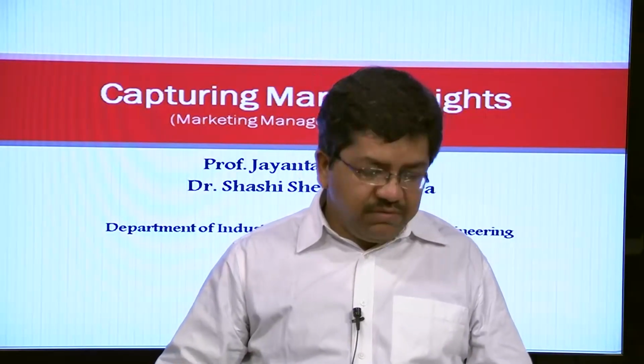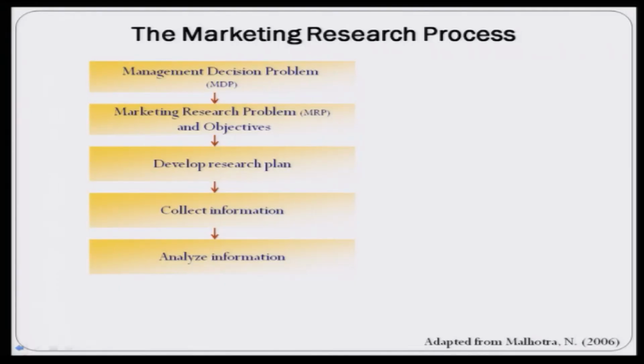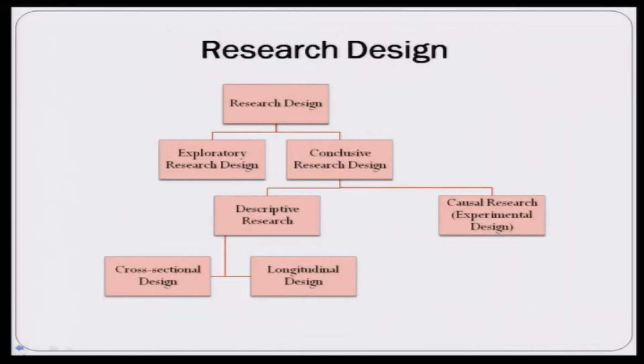So, in the last class we started talking about causal research design. Before that we looked into the different stages of the marketing research process, and then we started talking about the different types of research design. Yesterday we talked about the causal research design, that is experimental design, and today I am going to talk about measurement and scaling, which is part of both of these conclusive research designs, that is descriptive as well as causal research design, that is, how do you basically measure the variables.